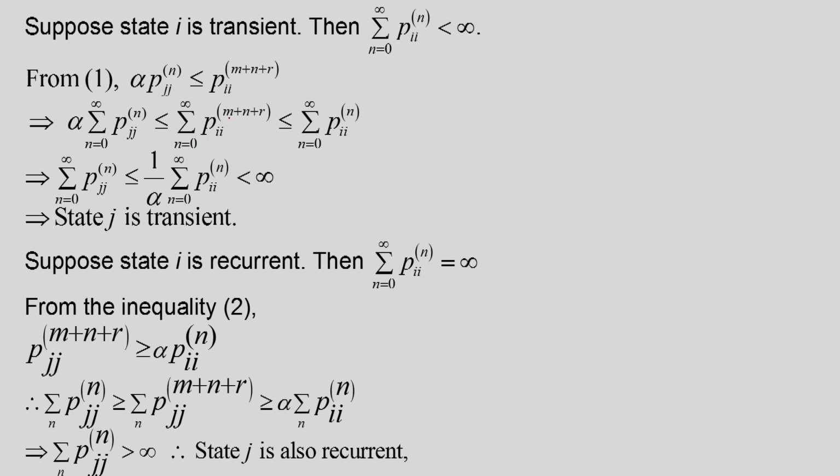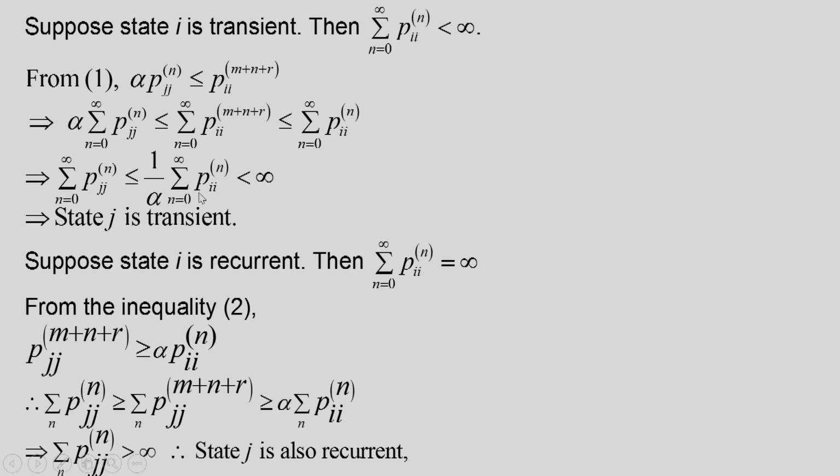Now this sum actually starts from when n is equal to 0, this will be P_ii^(M+N). Therefore this sum will be less than or equal to this sum of P_ii^(n) from n equal to 0 to infinity. So that way what we have got is that the summation of P_jj^(n), n going from 0 to infinity, will be less than infinity, that is convergent. That means if this sum is convergent, then this sum will be also convergent.